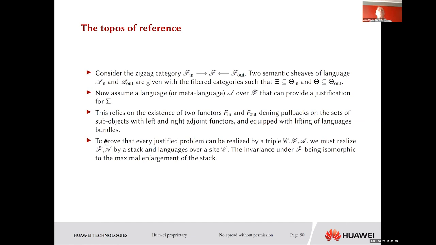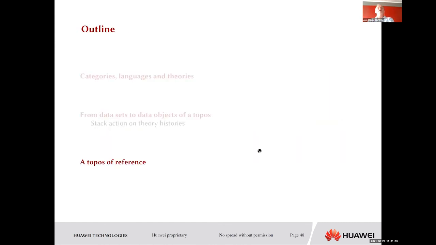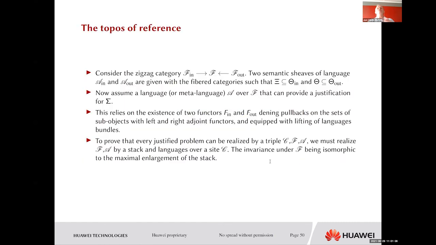And then to prove that every justified problem can be realized by a triple C, F, and A, we must realize this F and A by a stack in languages over a site C that is given by a neural network architecture. Okay, and the invariance under F will be isomorphic to the maximal enlargement of the stack. So this is for now just a hypothesis, I mean, a kind of conjecture that we hope to be true.